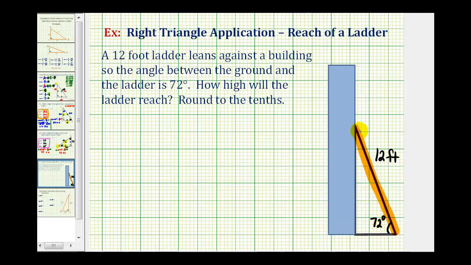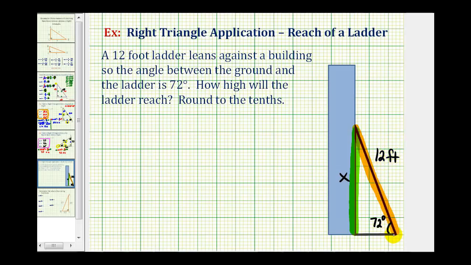To determine the reach of the ladder, we need to find the length of this side of the right triangle formed by the building, the ladder, and the ground. So let's call this length x. To find this length, we'll have to use a trig equation, but first we have to decide what trig function to use. Using the angle of 72 degrees, notice how x would be the length of the opposite side, and 12 is the length of the hypotenuse.